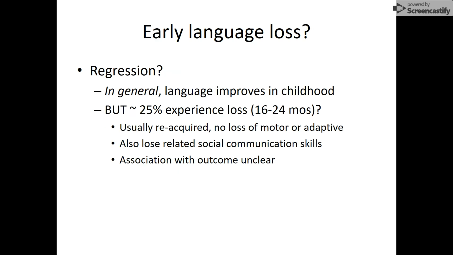One thing that you may also hear discussed with respect to autism spectrum disorders is a loss of language or a regression. In general, this does not happen to the majority of children with autism spectrum disorders. We do typically see, for most kids, an improvement in language throughout childhood. However, about a quarter of children with an ASD diagnosis experience a loss of language between about 16 to 24 months. So you may see some language start to emerge and then a regression in those skills over time.